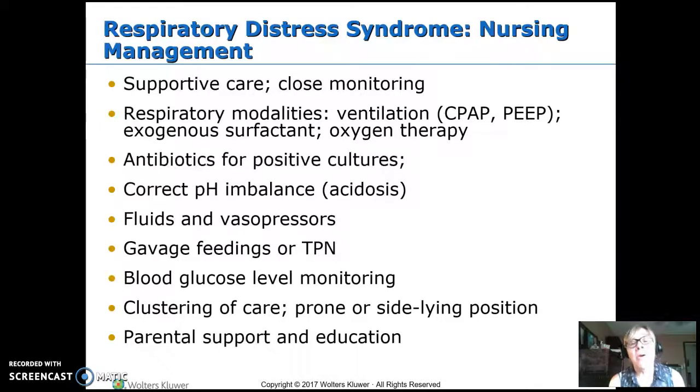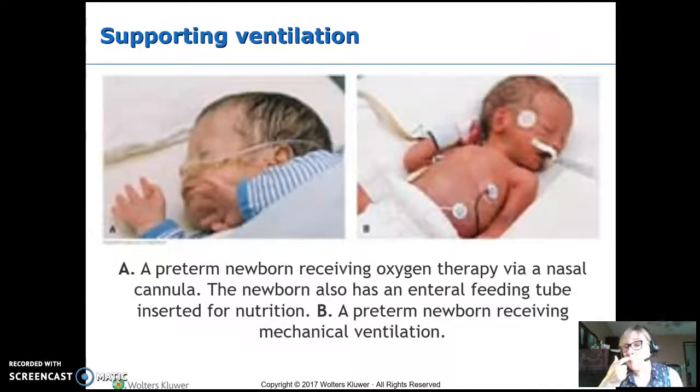Clustering care. We're going to do everything we need to do and then let the baby rest. And usually prone or side lying is the best position while they have respiratory distress syndrome going on. And then supporting the parents and keeping them informed so they understand what's going on. And here are just some pictures of a baby with a nasal cannula and a baby who's intubated.